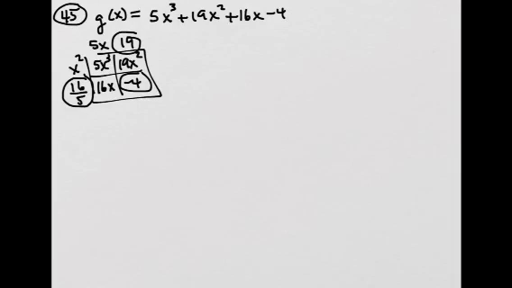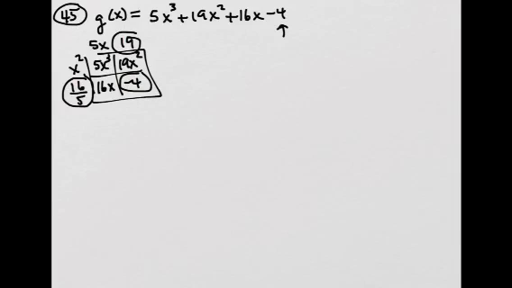Okay, so for 45, again, it's 4 terms like number 44, so I tried factor by grouping, and as you can see, it doesn't work out because this number times this number does not equal this. So then I have to use the p's over q's.